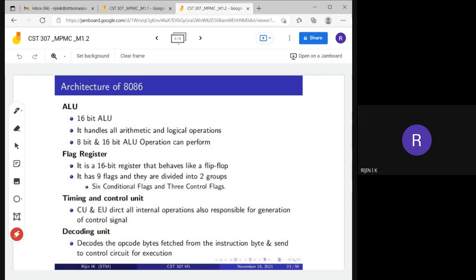The decoding unit is used to decode the instruction that is fetched from the instruction register. So these are the different blocks that are present in the 8086 architecture. Clear or not?